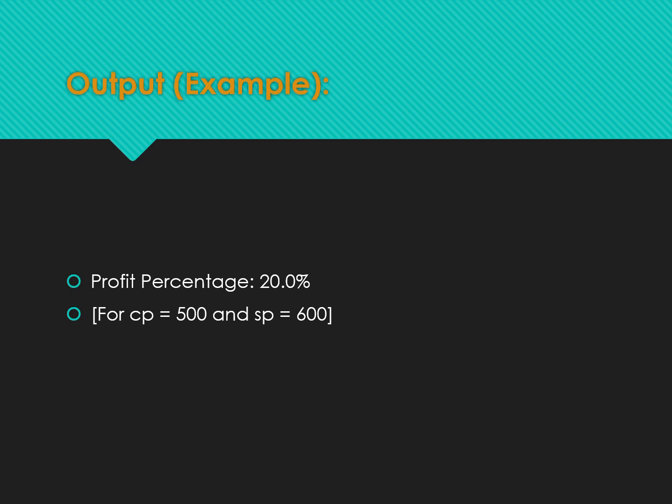Let's see the output for an example. If we enter the cost price as 500 and the selling price as 600, the program calculates a profit of 100 rupees. The profit percentage will be 100 divided by 500, multiplied by 100, which is 20%. So, the program displays profit percentage 20.0%.